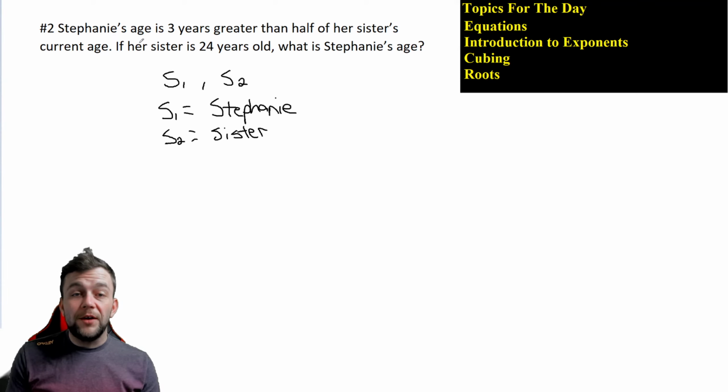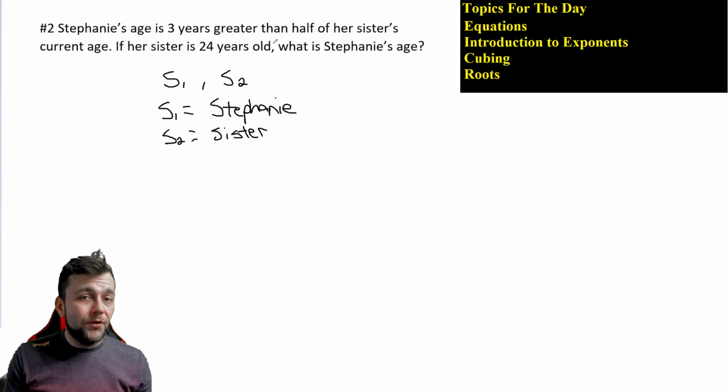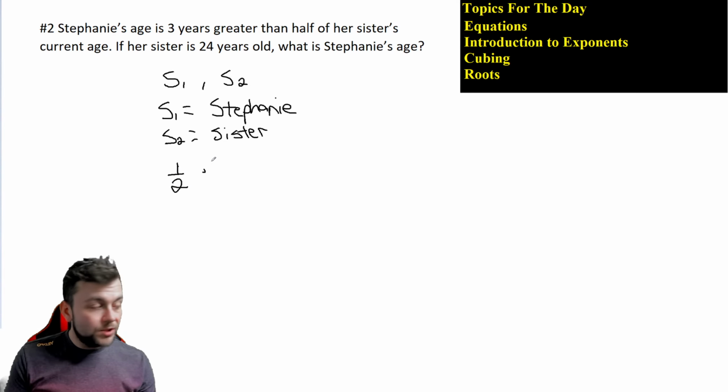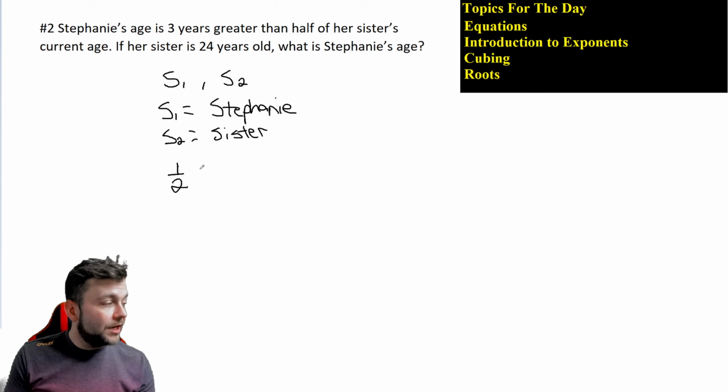Okay, and now we're going to go back through and reread the problem. Stephanie's age is 3 years greater than half of her sister's age. So her sister is older. Does that make sense? Let it sink in a little bit. Stephanie's age is 3 years greater than half of her sister's age. So I'm kind of reading it backwards. That's how I'm figuring this out, is to read it backwards. So 1/2 of her sister's age. So 1/2 S2 plus 3 years equals S1.